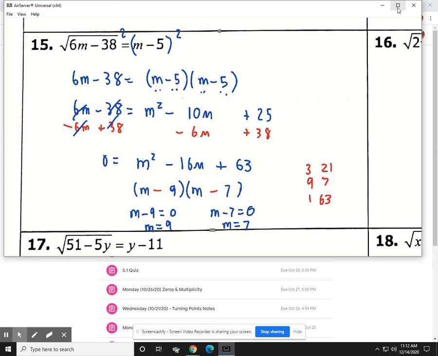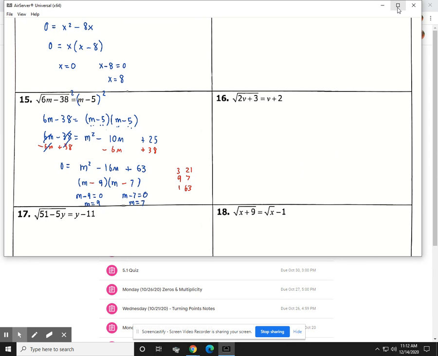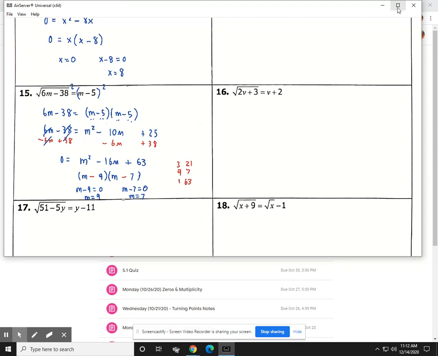Yo. 7 and an extraneous 1? No, because 6 times 7 is 42 minus 38 is 4. Square root of 4 is 2. And if you take 7 and plug it in here, 7 minus 5 is 2. So 2 is equal to 2. So they both work.